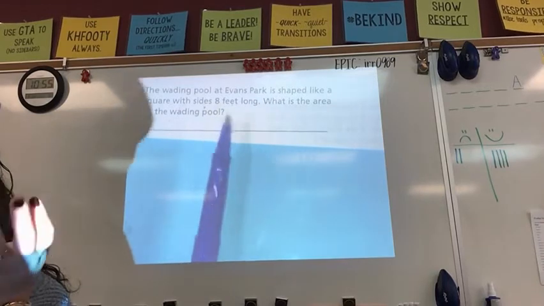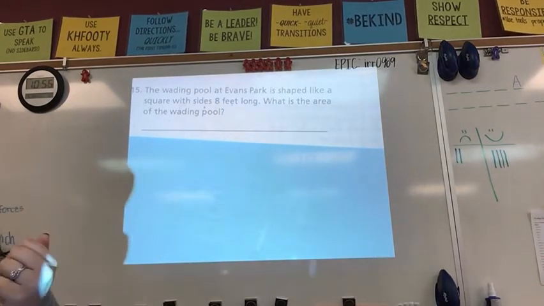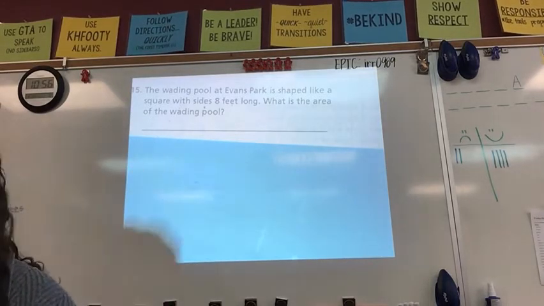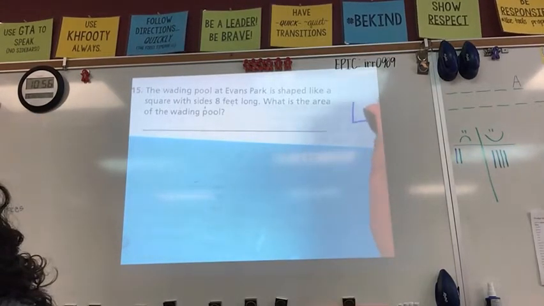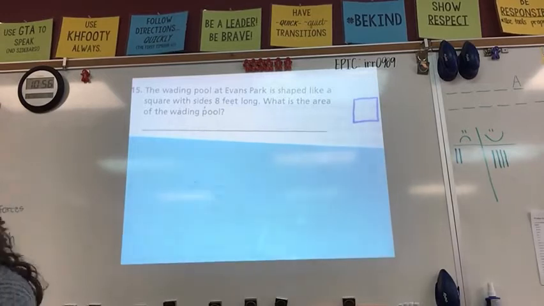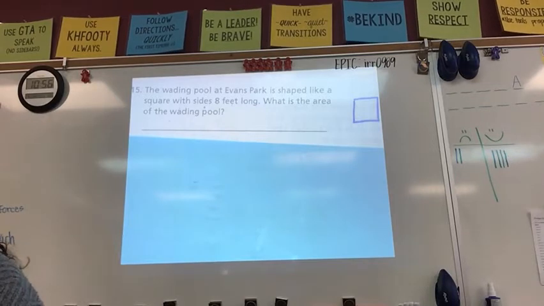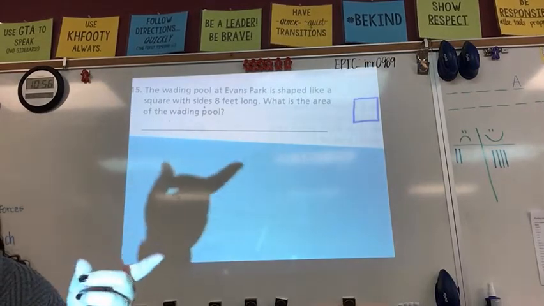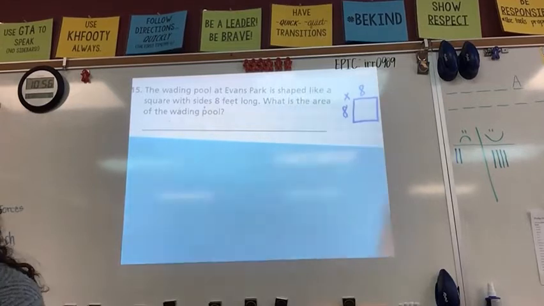What word tells me the shape that I'm going to be drawing for my math drawing here? Square. It literally tells me it's shaped like a square. So your first step is draw a square. Notice the sides of squares. What's the special thing about squares' sides? They're all equal. And so when they tell me that it's a square with sides 8 feet long, I know that this square is going to be an 8 by 8, right? Because they have to be equal. Go ahead and label that 8 by 8.